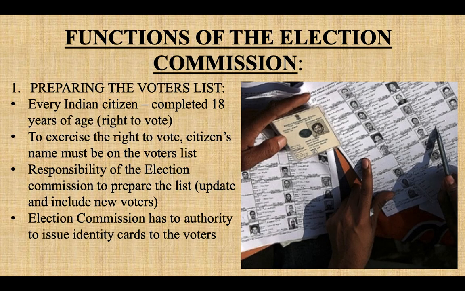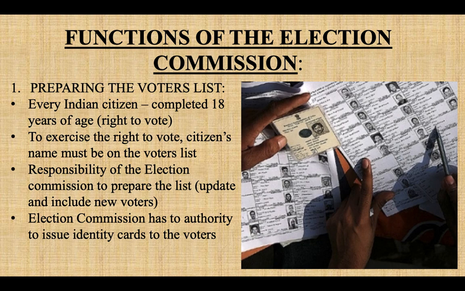Now we come to what are the functions of the Election Commission. First one is preparing the voters list. We all know that you have to be a certain age in order to go and vote. So every Indian citizen who has completed 18 years of age has a right to vote. We've already done this in our previous lesson. To exercise the right to vote, the citizen's name must be in the voters list. If your name is not in the voters list, you cannot vote. Okay, so you have to make sure that as a citizen of India, your name has to be registered.